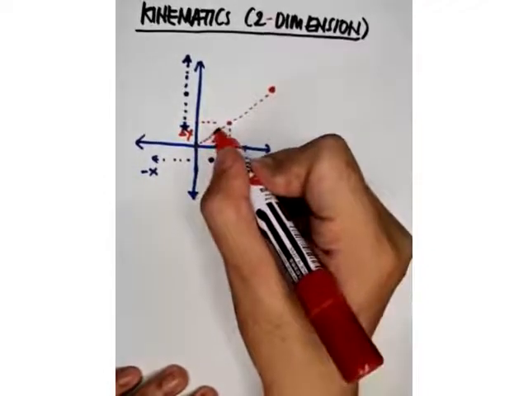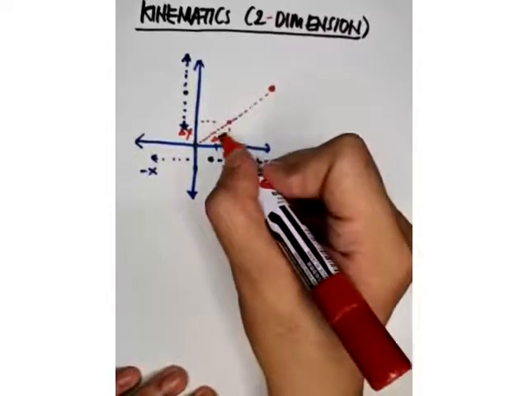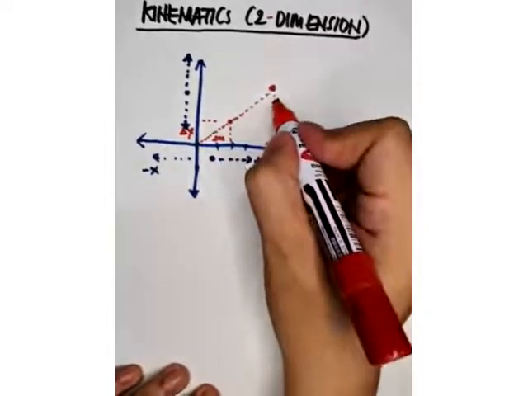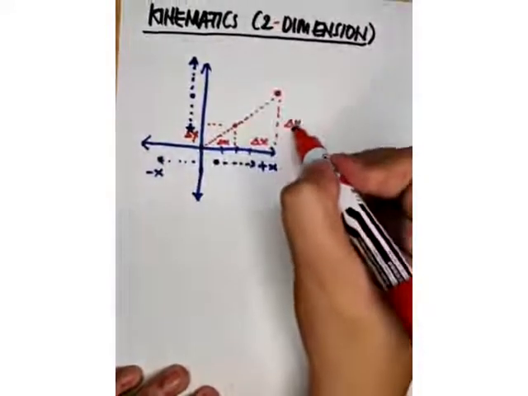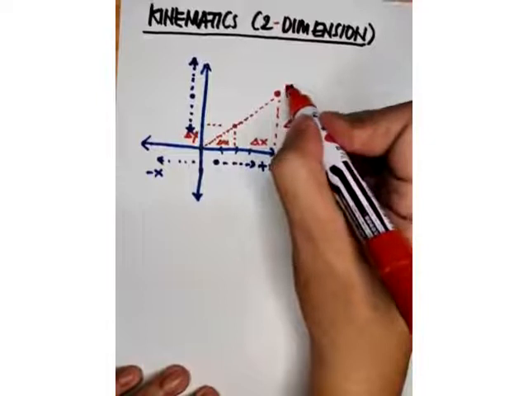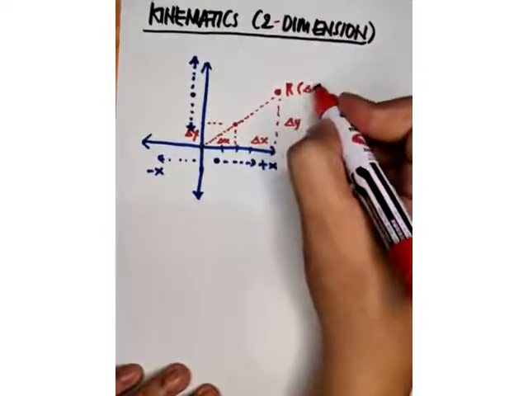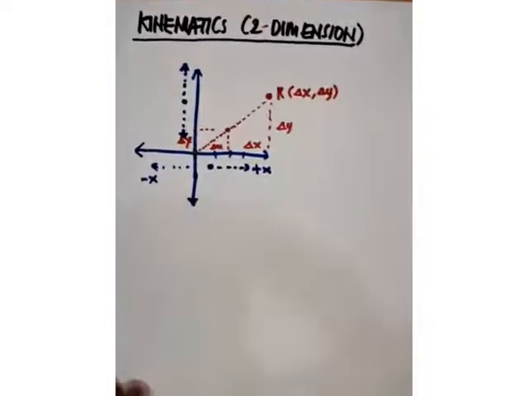Habang nag-travel siya dito sa direction na to, nagbabago na yung x dimension niya, at the same time, nagbabago yung kanyang y dimension. So pagdating niya dito, let's say this is our final displacement. Therefore, yung position niya dito or displacement, ay meron siyang coordinates na delta x at saka delta y. Nagmo-move na siya along x, nagmo-move pa siya along y.